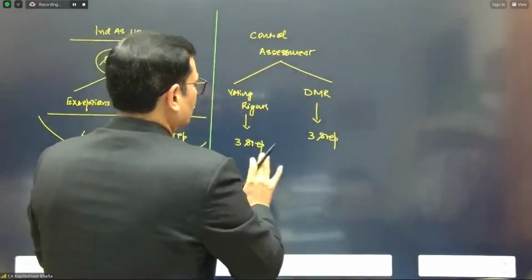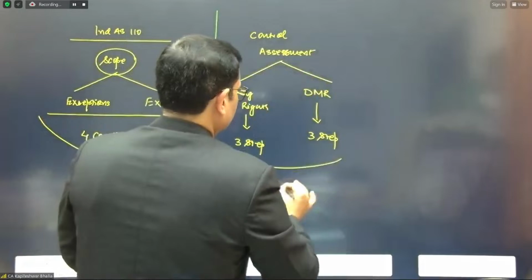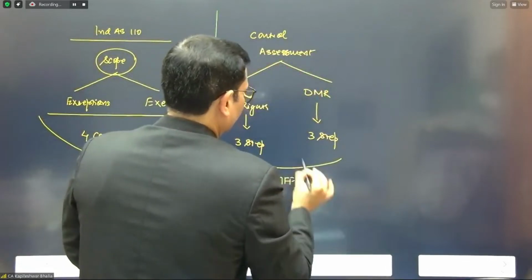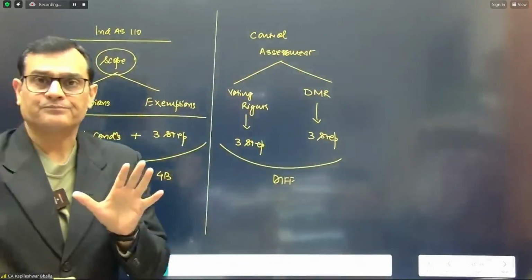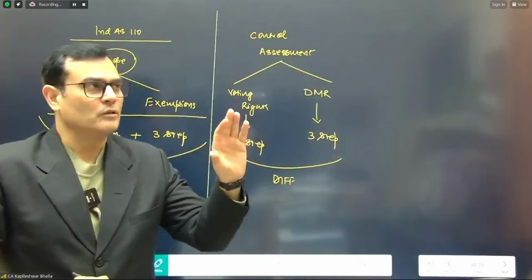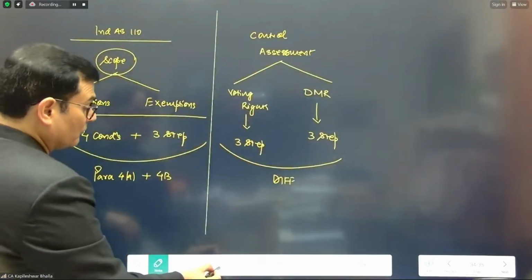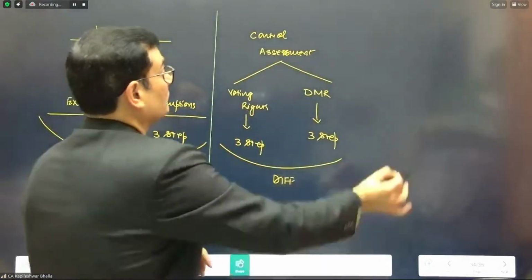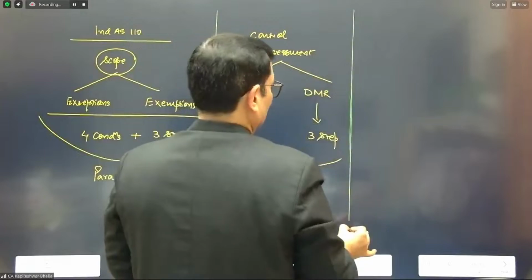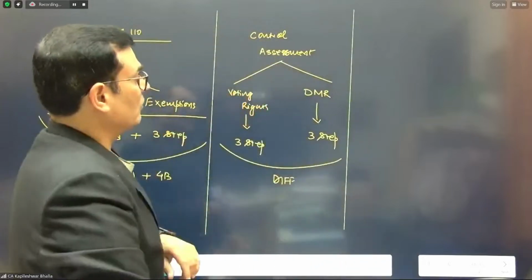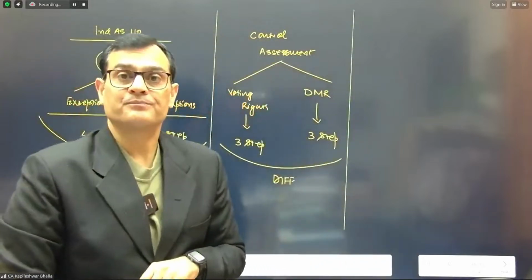And we did the questions on control assessment. But in both cases, there was a slightly different assessment which was done. So we spent a good time on the control assessment. I would say we did almost 2 separate classes, one on voting rights and one on decision-making rights.